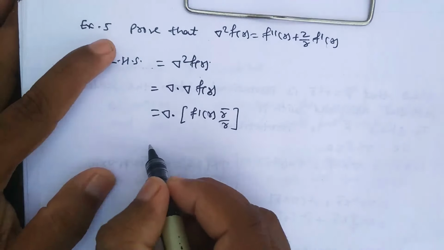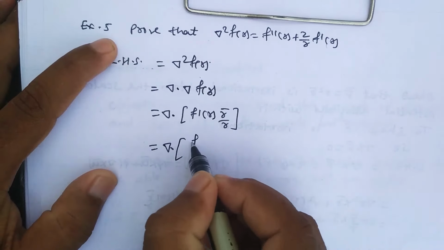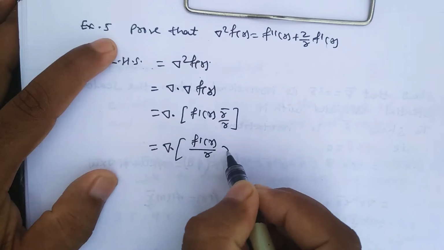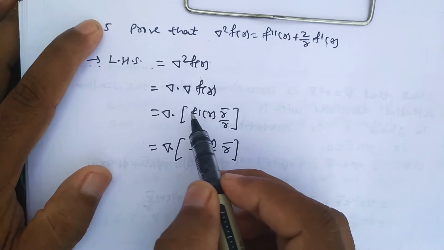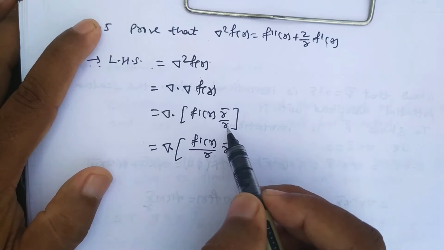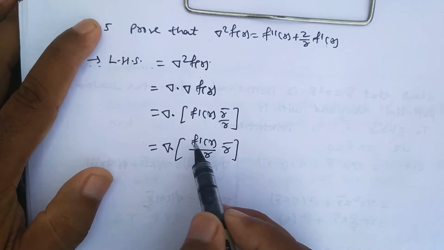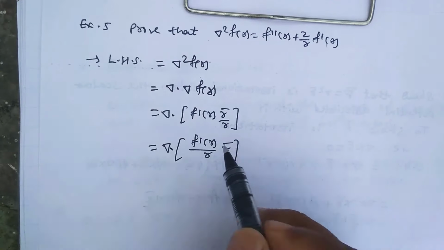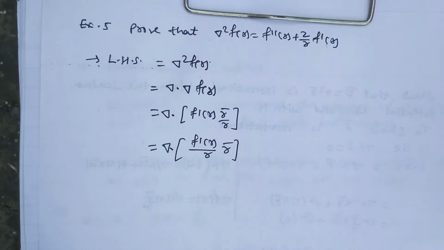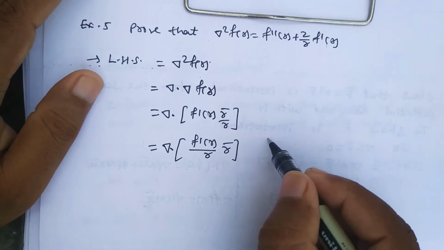Now rewriting this del dot f dash of r upon r into r bar. So how to rewrite this? See, f dash of r is a scalar quantity and this r is also a scalar quantity. So taking the scalar quantity separately, and the r bar is a vector quantity, it is separate. Now here we have to use the vector identity. So which vector identity do we have to use here?